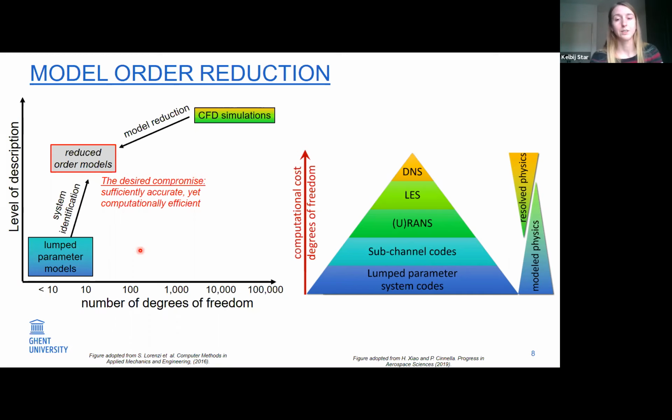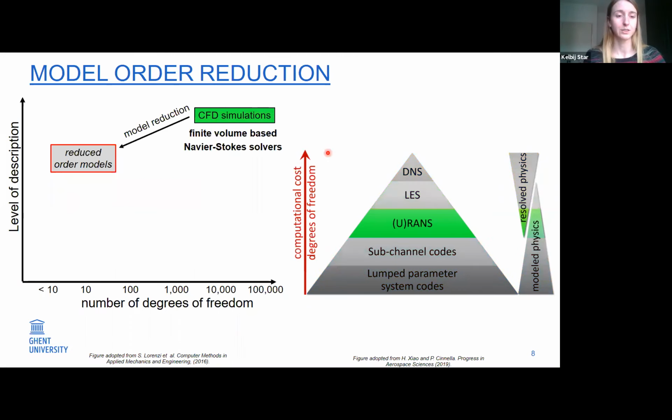And we can develop reduced order models starting from the lumped parameter models. But in my work, I only focus on this part. So I start from the heavy CFD simulations to apply model reduction in order to obtain my reduced order model.